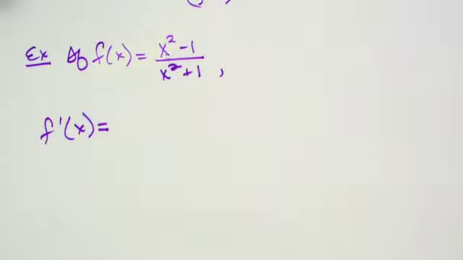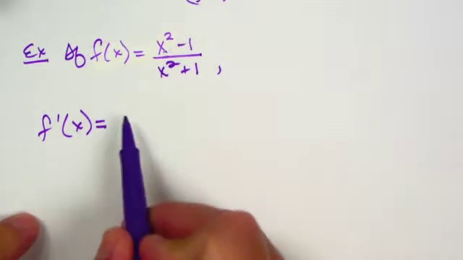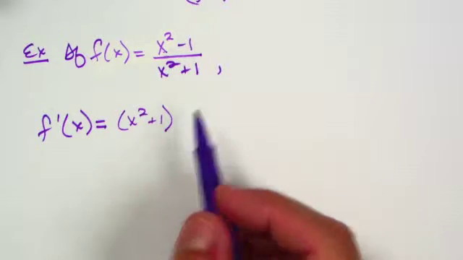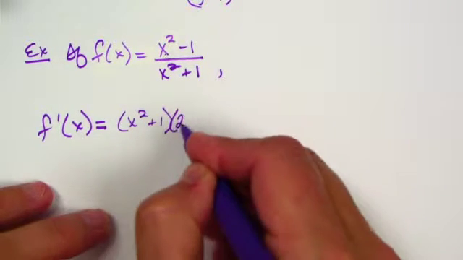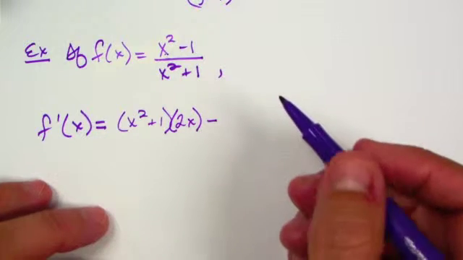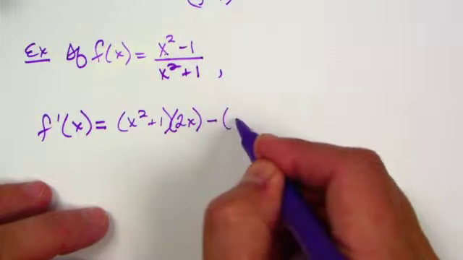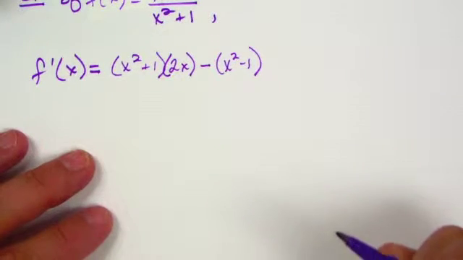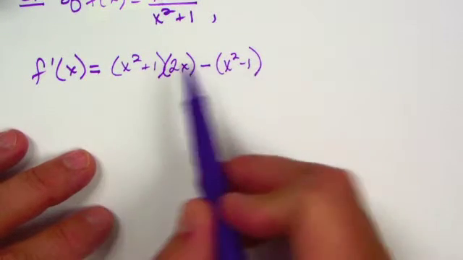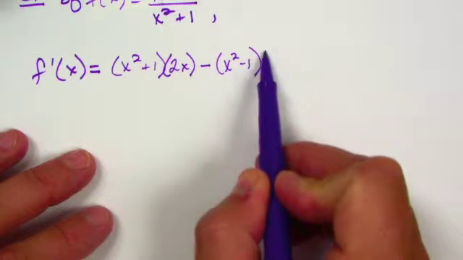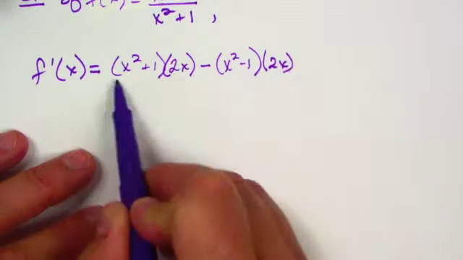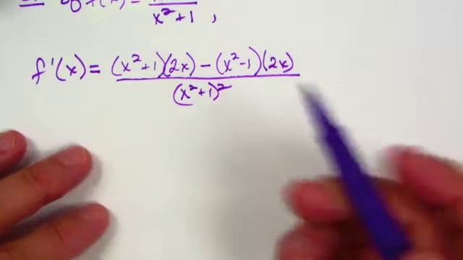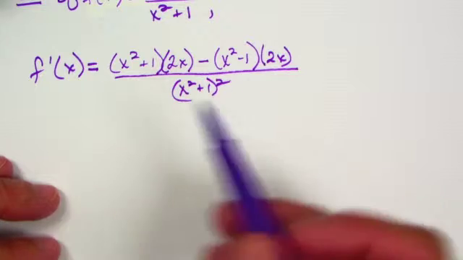Okay, so how does it go? Low, right? Which is what? Okay, so low d high. What's d high? 2x. Minus high, which is? Right? Right, so low d high minus high d low, which is 2x. And then what do we do? Square the bottom, and away we go.